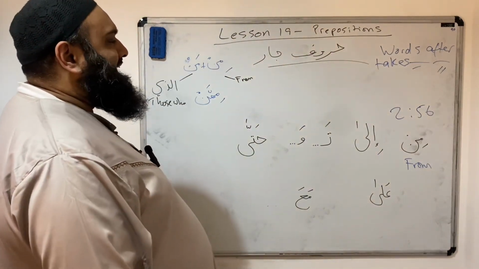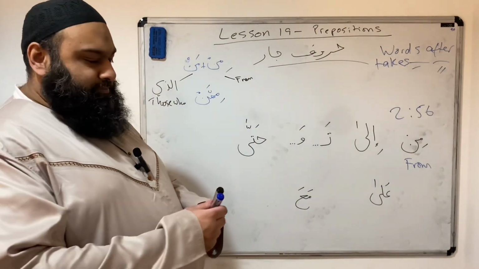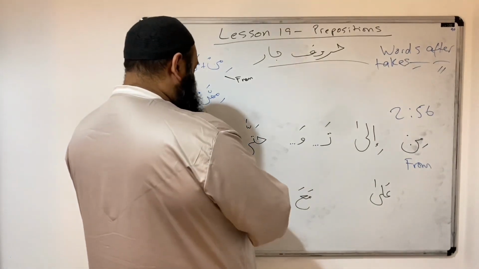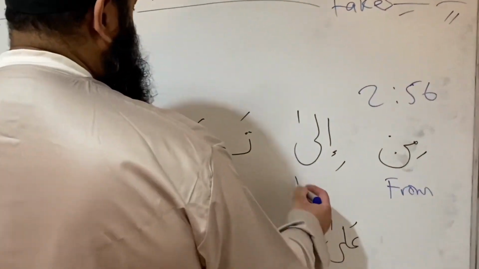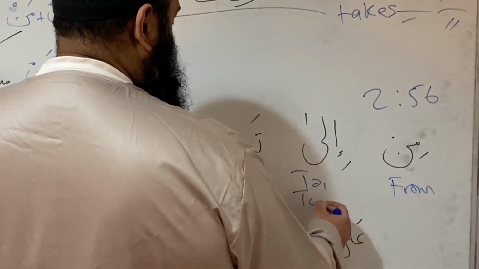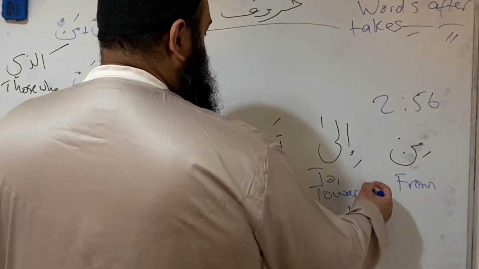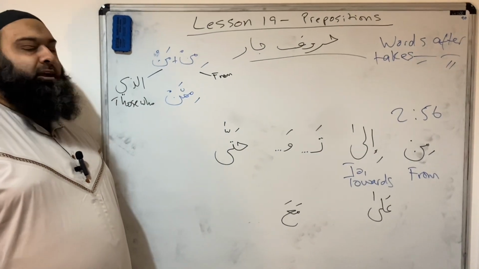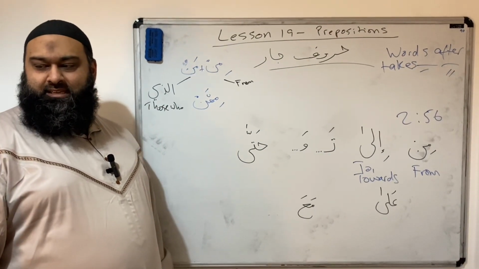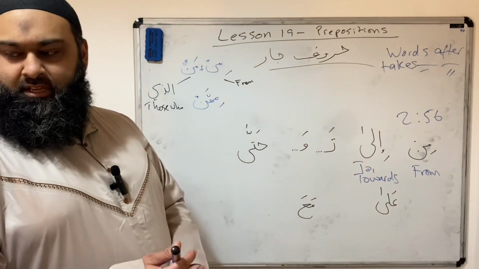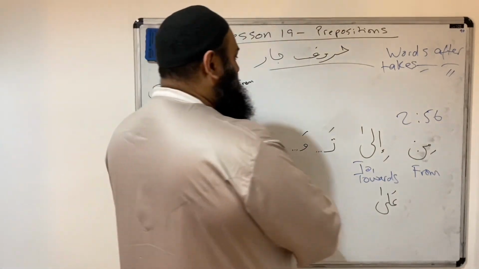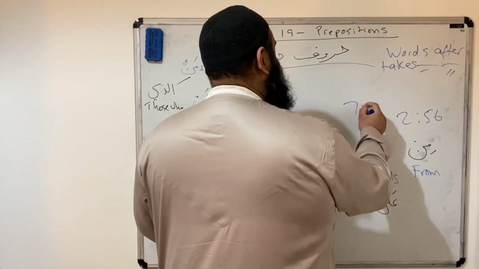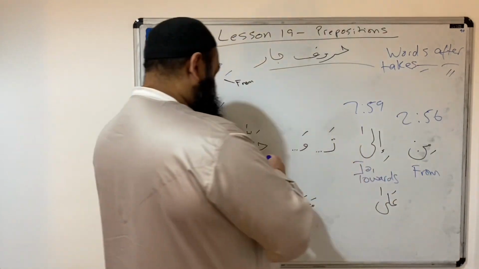So the next word, ila. Ila means to. So min means from and ila means to or towards. A very good example of this is in Surah Al-A'raf, which is surah number 7, verse number 59.